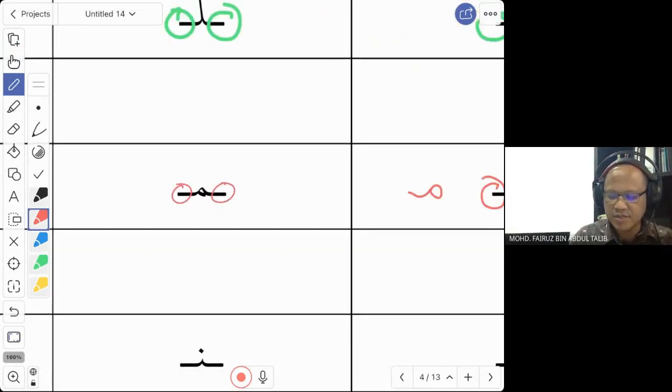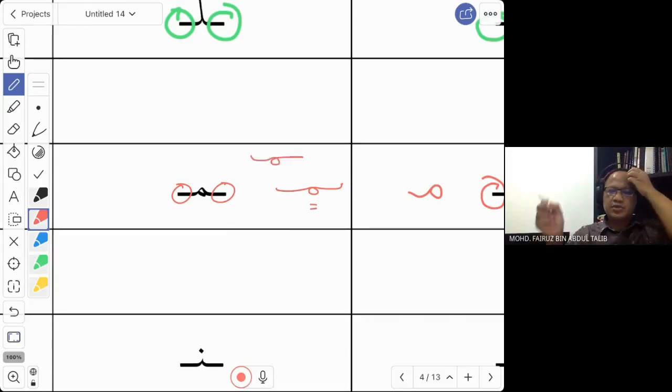Okay, how do you draw this meme? Meme, you can just make a circle and then that's it. So this is the meme. All right, meme. So that is the easiest way to draw meme.